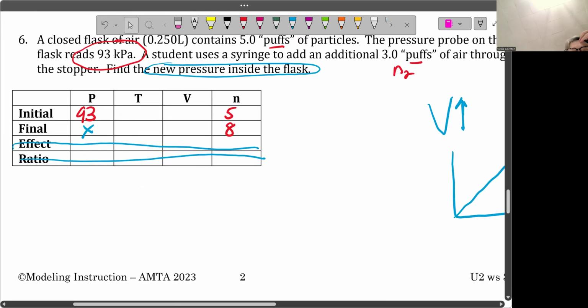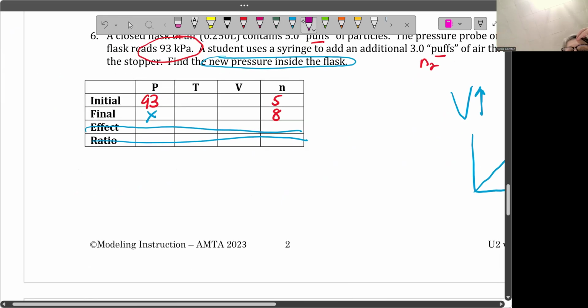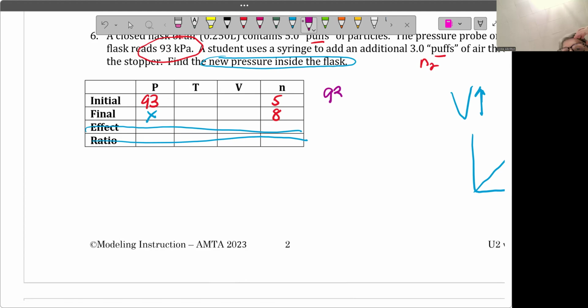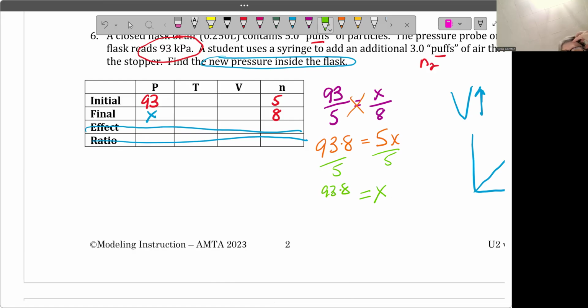Okay, so we can fill in what we know into the combined gas law equation. We can say that there are 93 kilopascals for every 5 puffs of air, and we want to know what the new pressure is if we change that to 8 puffs of air. To me, this one just has to be cross multiply. So 93 times 8 equals 5x. If I want to get x by itself, I have to divide both sides of this equation by 5. So I get x equals 93 times 8 over 5.